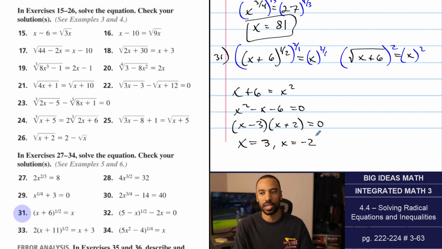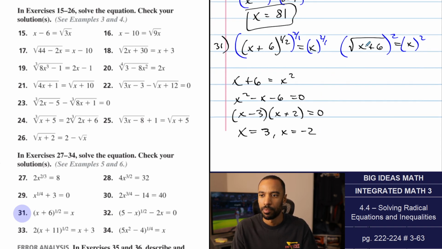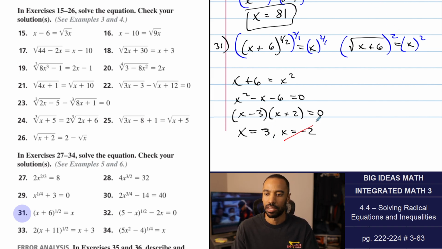I would definitely double check these ones. Okay. This one's probably easier to look into as far as what you're doing. So let's try 3. 3 plus 6 is 9. Square root of that is 3. And that equals 3. We're good. X equals negative 2. Negative 2 plus 6 is 4. Square root of 4 is 2. Equals negative 2. No, negative 2 is not going to work there. Only 3 is going to work on that one.